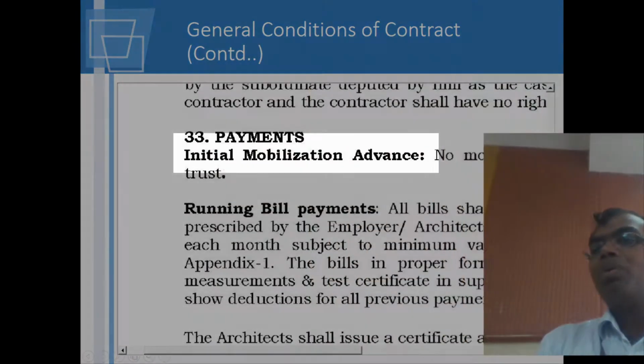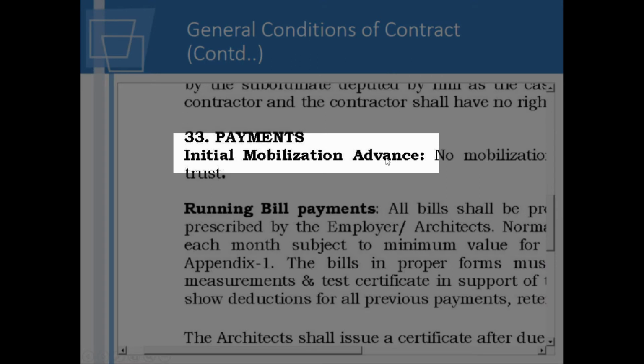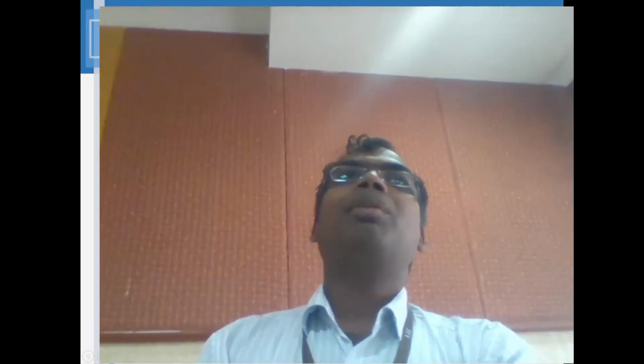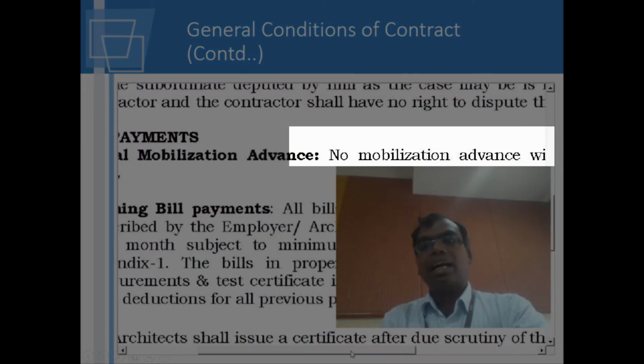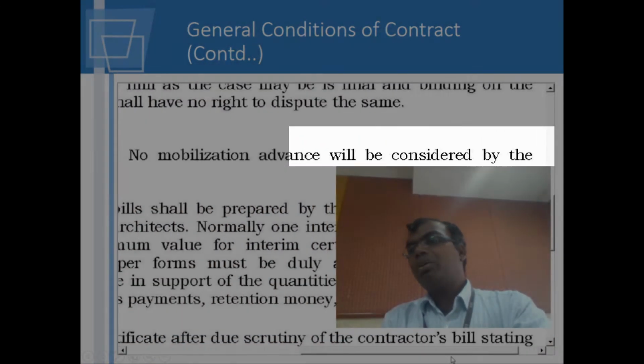So then again there is payment. Look at this. What is this initial mobilization advance? The moment you get the tender, some companies will say, okay, you are going to do this work for me, I will give you so much of advance. You can go and work, but in the first bill it will be deducted or something like that. They'll have an agreement. In this one, they're saying that there will be no mobilization advance given. And now look at this.